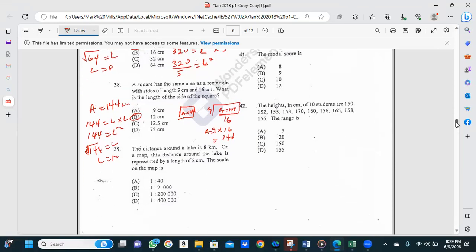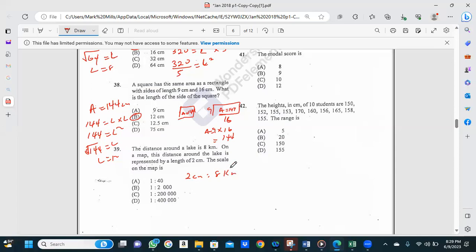Next, 39. The distance around a lake is 8 kilometers. On the map, the lake is represented by 2 centimeters, right? So here, first of all, we have to establish that 2 centimeters on the map represents 8 kilometers on the ground. Now you are going to break this one down.